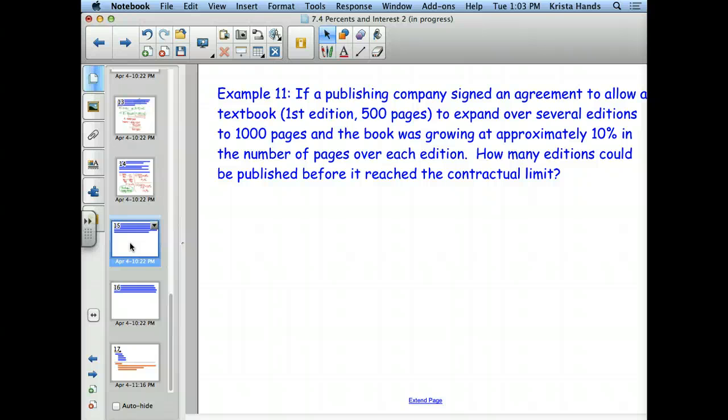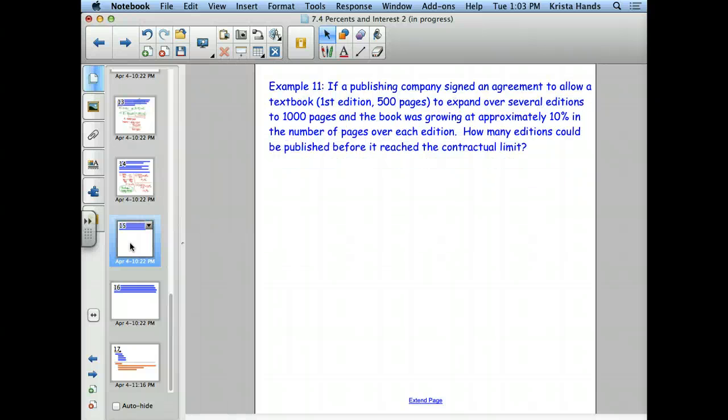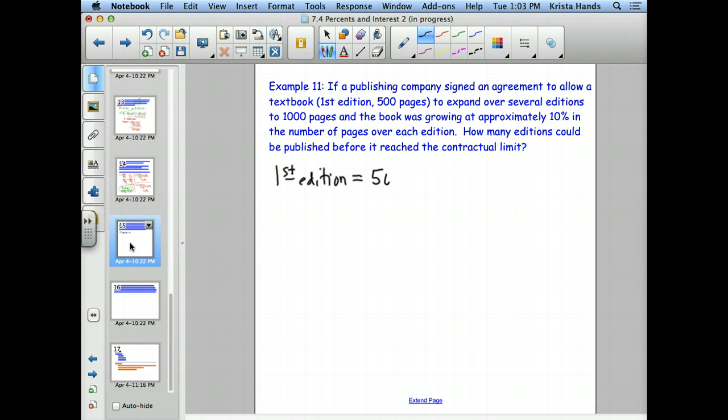Well, let me show you how to think about it without any of the formulas, and then maybe we can figure out which one it is, okay? And I think maybe that's how I did it last time, actually, even. So the first time we have this textbook, this is my first edition. My first edition is 500 pages. How in the world do I find out how many pages are in my second edition?